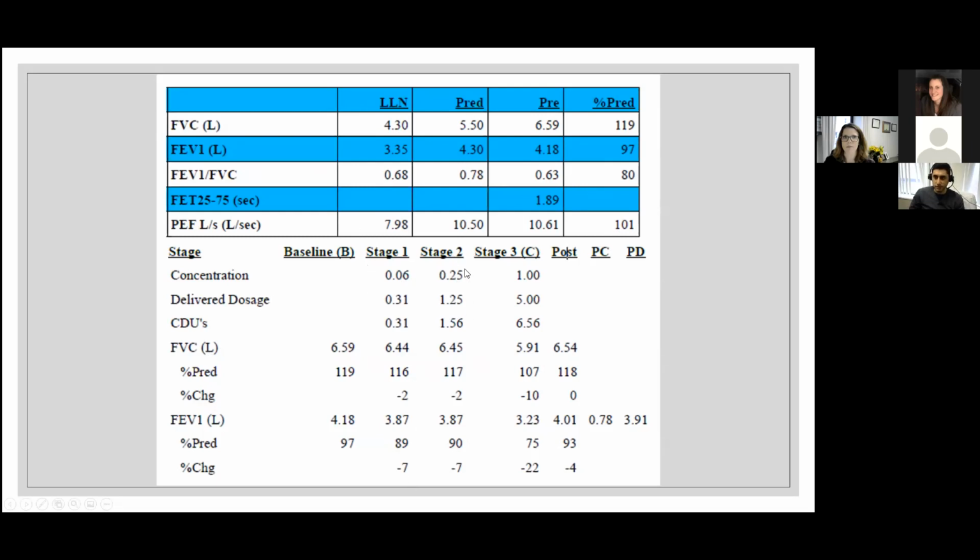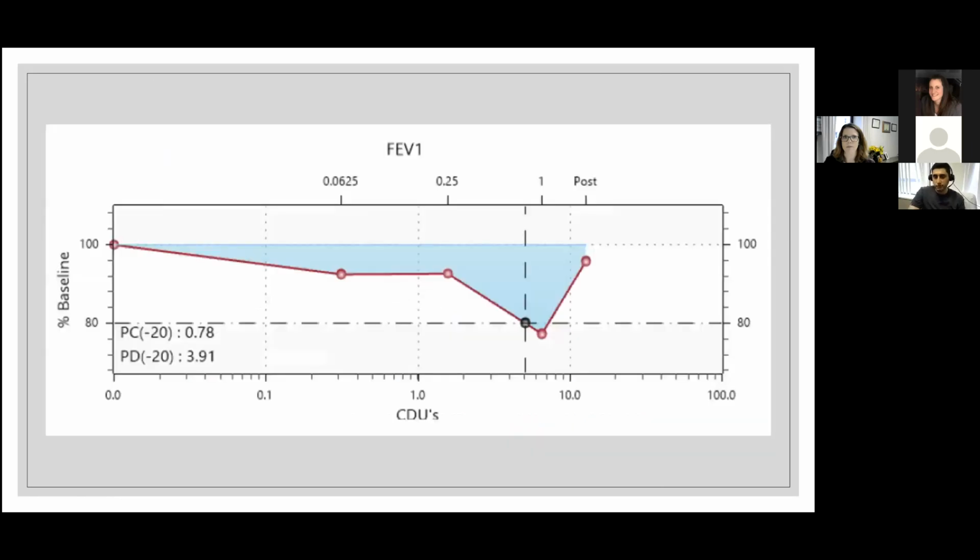They did the next concentration of 0.25. They recorded the next FEV1. And then by the time they got to the third, they noted that the patient's FEV1 dropped by more than 20%. So the test was concluded and the patient received an albuterol treatment.